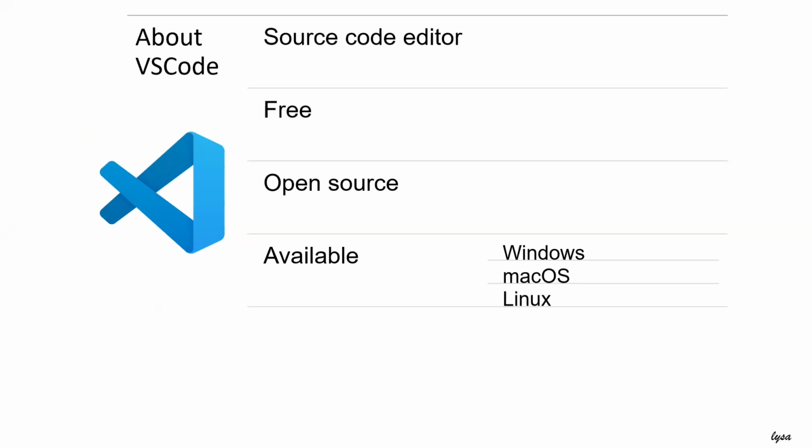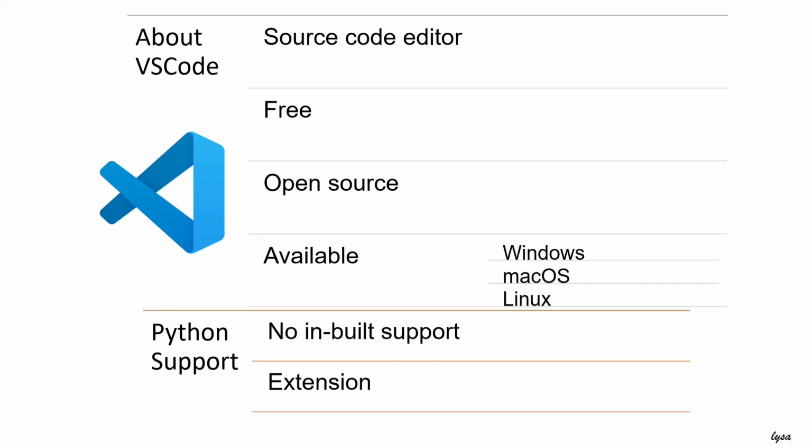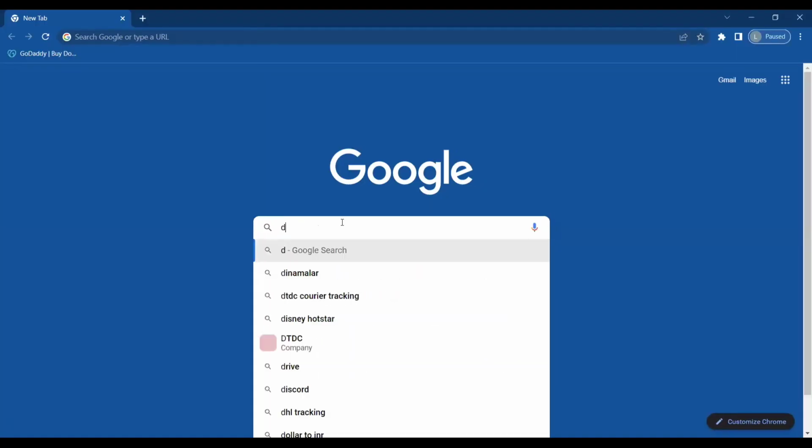VS Code is a free and open source code editor available on Windows, Mac OS, and Linux machines. It has no native support for Python, and so we have to plug in Python as an extension. First, we will download Python.